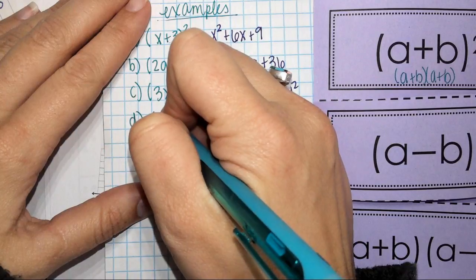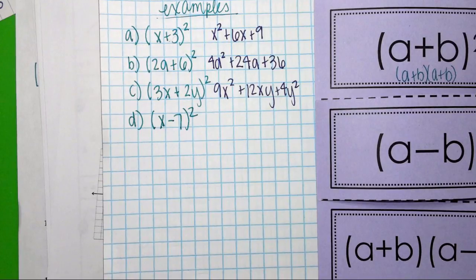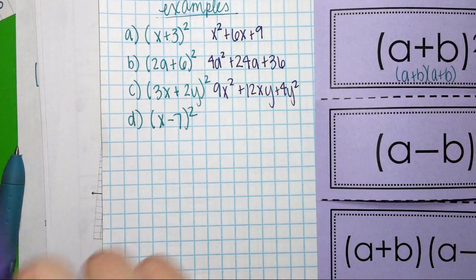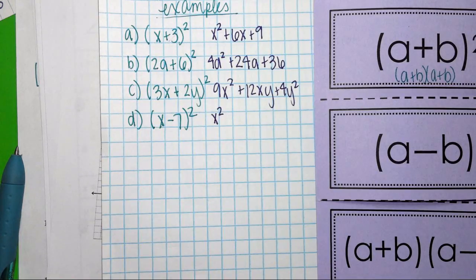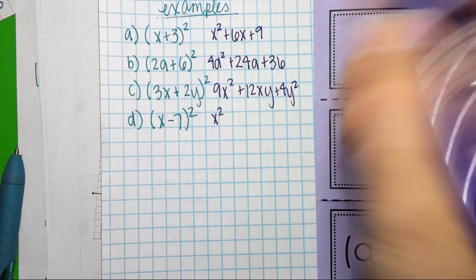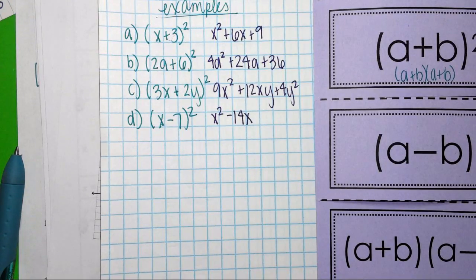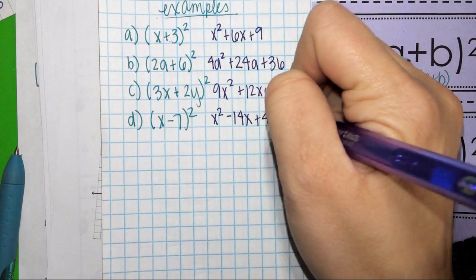Alright, let's do x minus 7 quantity squared. Together or on your own? Together? Okay. All right, so the first thing we do is we square x. And what is x squared? X squared. Then we multiply x times negative 7, and we get negative 7x, times 2 gives us negative 14x. And then we have to square negative 7, which gives us a positive 49.